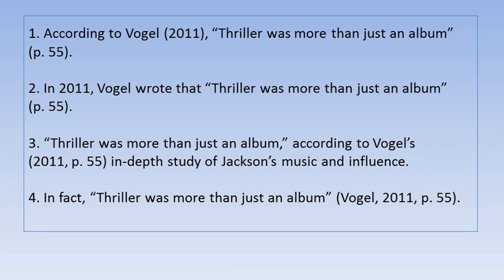Here are 4 versions using the same quote with varying sentence construction, and they are all correct in APA format. If you use the author's name as part of your sentence, as in versions 1, 2, and 3, it is called a signal phrase. Note that the author, year, and page number can be placed in different locations and do not need to appear only at the end of the sentence. There are many variations on how to do the in-text citations.